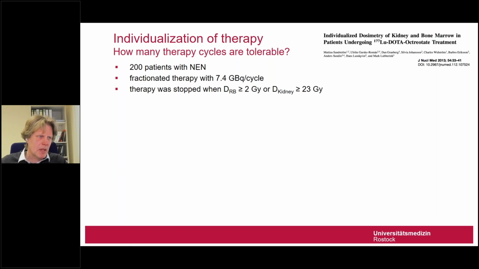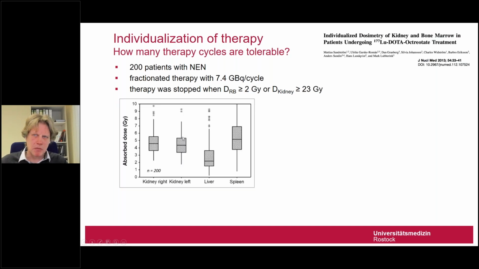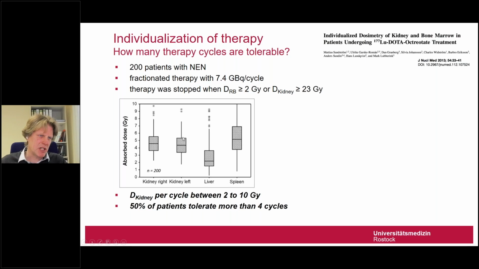They treated 200 patients with repeated cycles of 7.4 gigabecquerel, and the therapy was accompanied by regular kidney and bone marrow dosimetry, and was stopped when the cumulative absorbed dose of the red bone marrow was greater than 2 gray, or the absorbed dose for the kidneys was greater than 23 gray. It was shown that more than 50% of the patients tolerate more than 4 cycles, which makes it possible to further saturate the tumor dose and thus consolidate the therapy, or you have room for a re-challenge at a later time point.